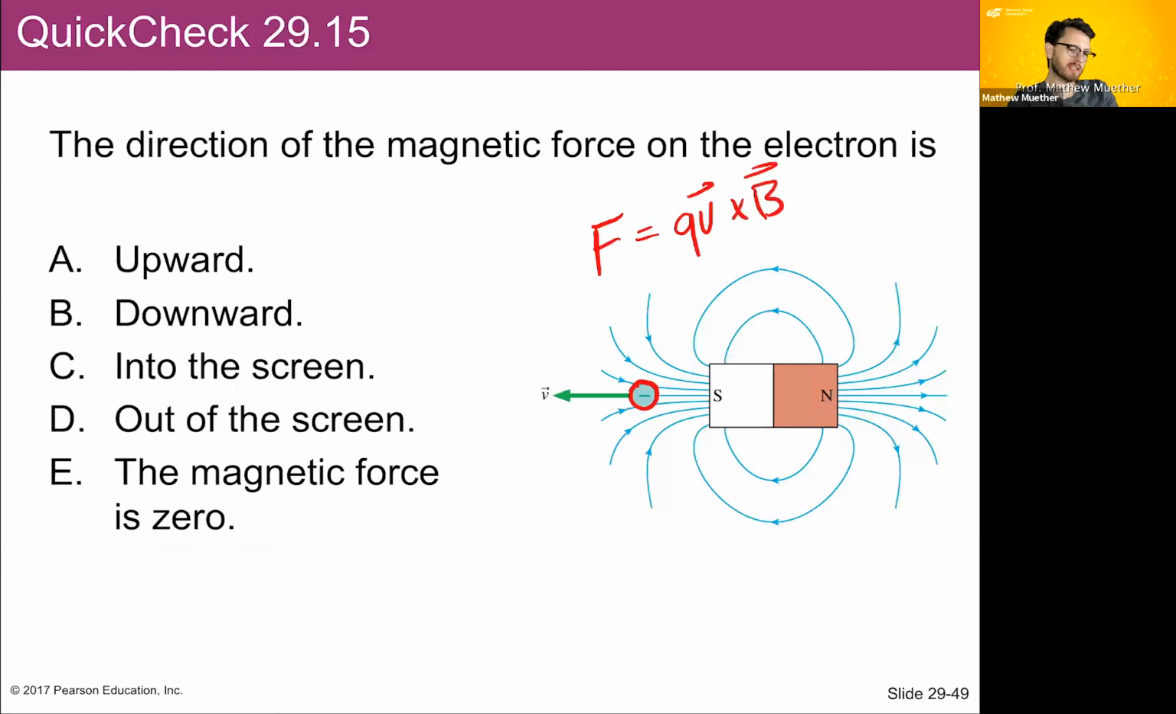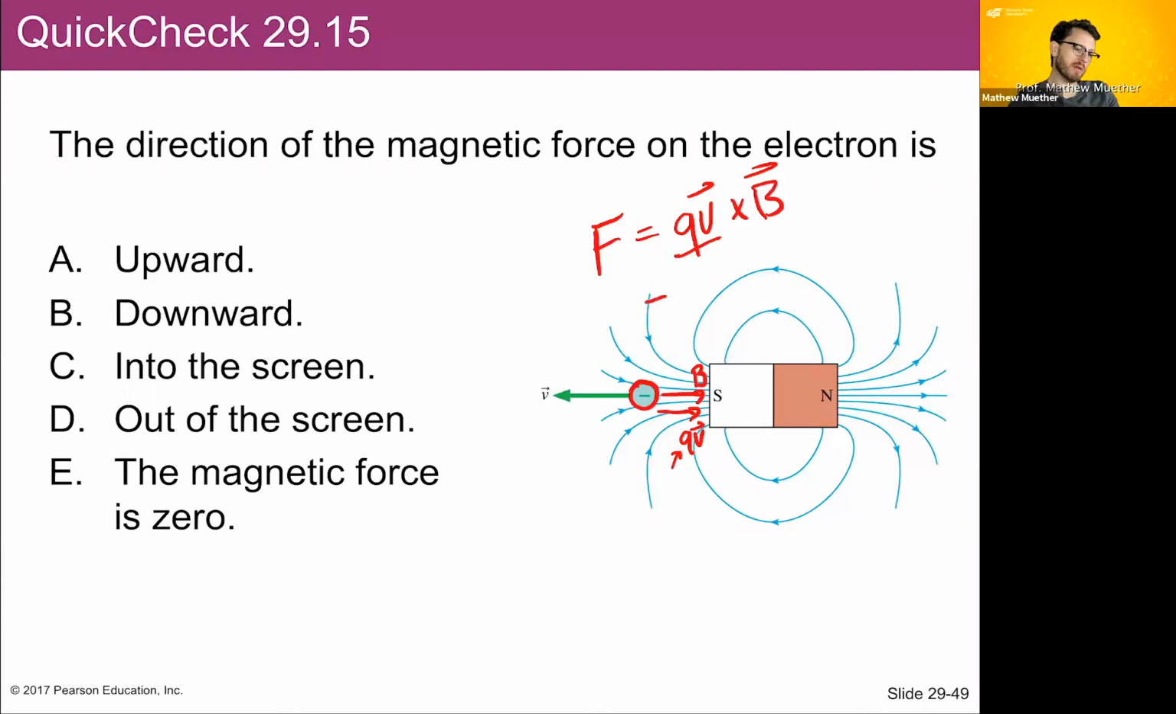What direction does the magnetic field point? Well, those lines are indicating the field. So here the magnetic field is pointing in this direction. What direction does QV point? Because I have a negatively charged particle, QV points in the opposite direction of my velocity vector. And now I can see B and QV are aligned, right?